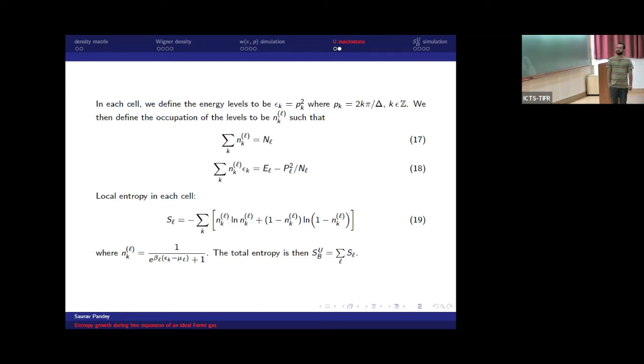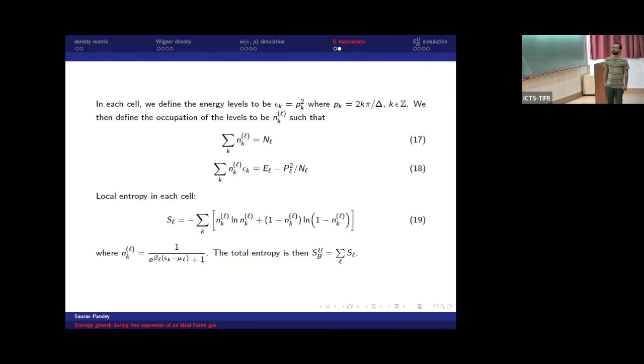If you do that and take the log of the number of configurations, I call that the entropy of that cell. You get this expression in equation 19. The dominant contribution to this expression can be obtained by assuming N_kl to be of the Fermi form. This is how you define the entropy in each cell, and the total entropy is the sum of the entropies over all the cells. I call this the Boltzmann entropy corresponding to the U macro state.